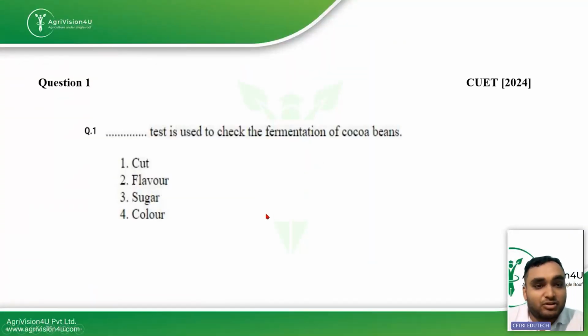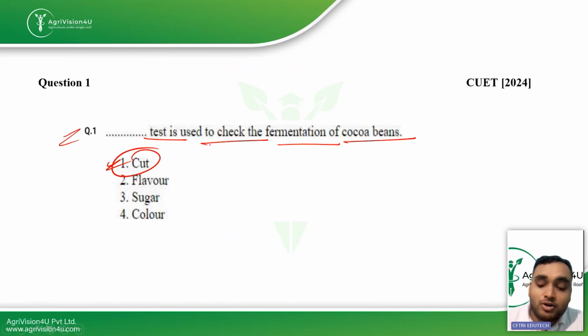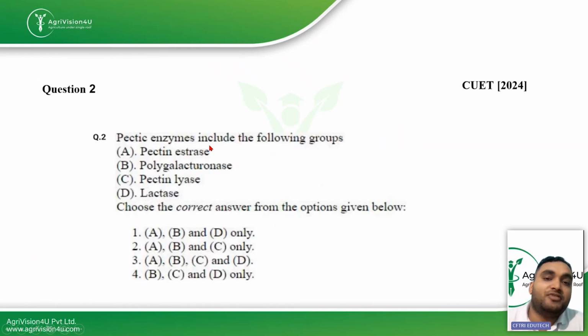So coming straight away to the first question which came in CUET 2024: dash test is used to check the fermentation in cocoa beans. This topic has come from your tea, coffee and cocoa processing. That is also a very small topic, but not a very common topic. Usually those questions don't come from this topic, but this time we have a question from it. So the question is, which test is used to check the fermentation in cocoa beans? Straight away the answer is the first option, which is the cut test, which determines whether the cocoa beans have been fermented or not.